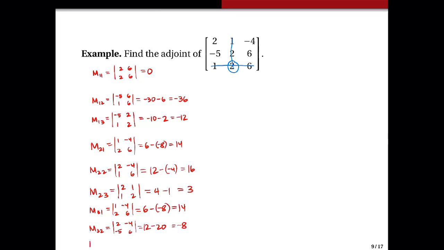Then finally, we have M33. We have 2, 1, negative 5, 2. So this is equal to 4 minus negative 5, and this is equal to 9. So these are the minors. For M33, we delete this row and this column, so you have 2, 1, negative 5, 2.